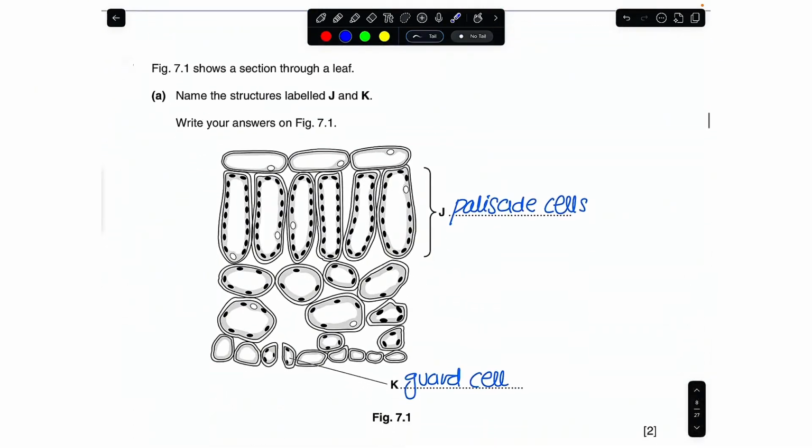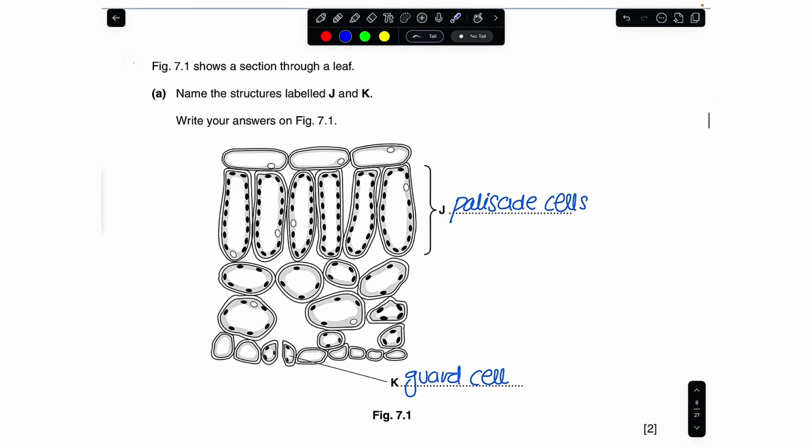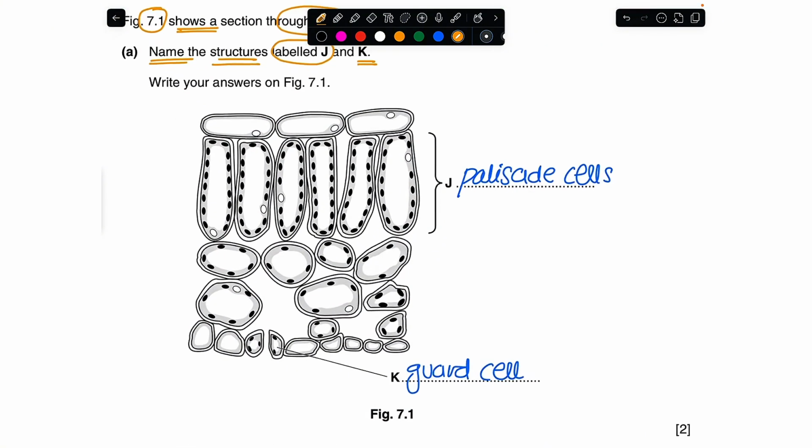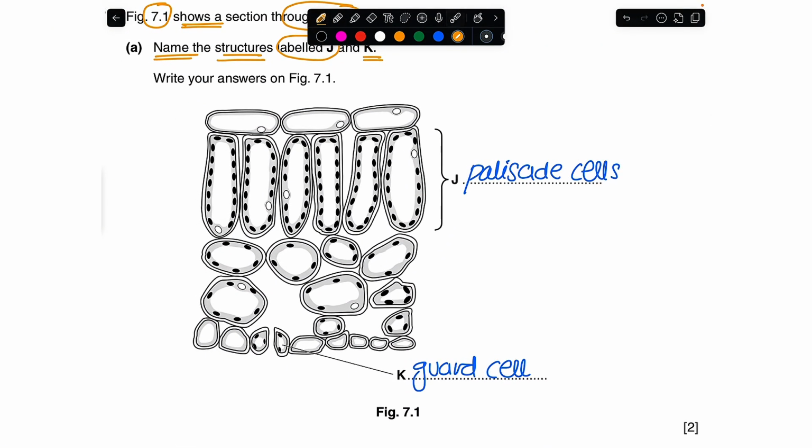Now here comes the question again from the leaf structure. And here they say that we show you figure 7.1, and this is a section through a leaf. We are required to name the structures which are labeled as J and K. Now, if I were to simply highlight again, you remember that in the leaves at the top we have the cuticle. This is not being shown here. These are the cells of the epidermis.